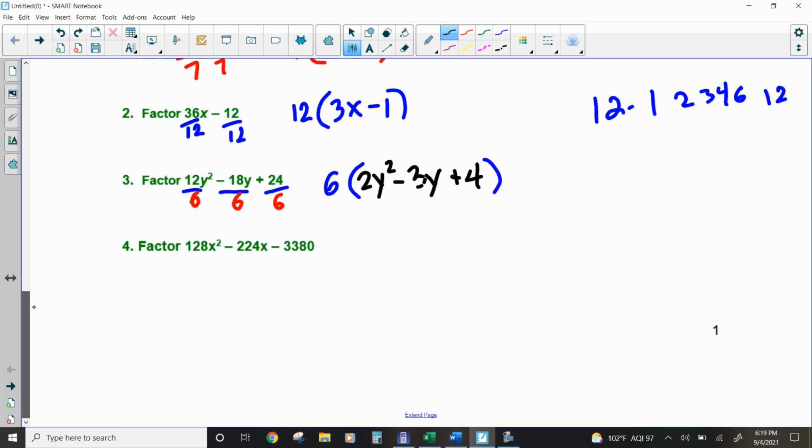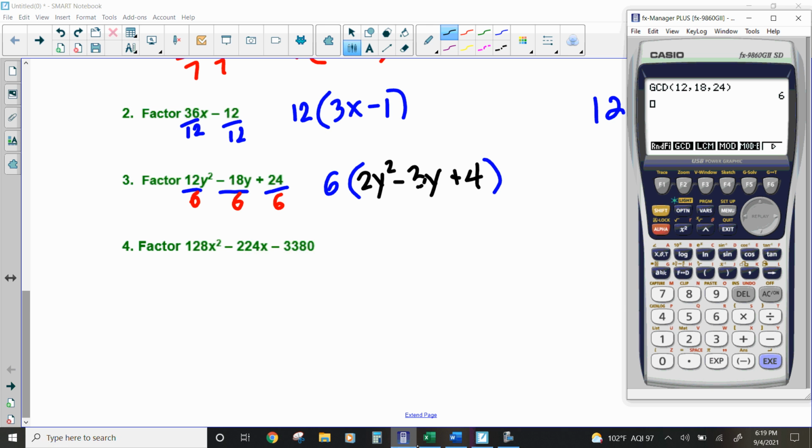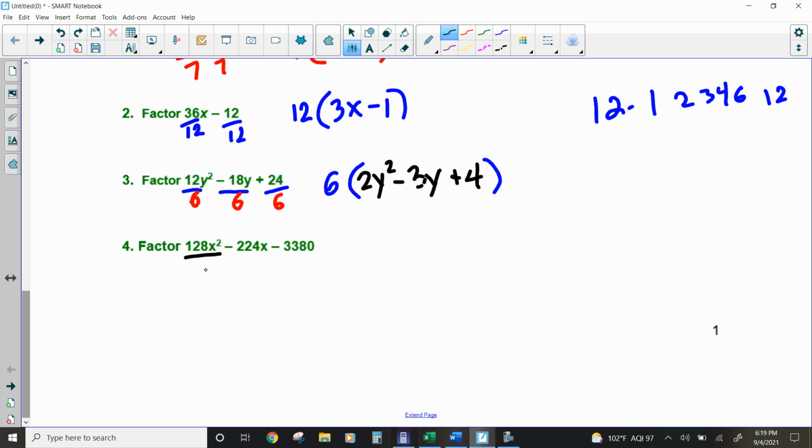Now, I purposely chose large numbers. I don't want to break down 128, 224, 3,380. So I can actually just do that one in the calculator. And that's why I like the calculator. So I'm going GCD, which is F2. I'll type in 128. And then I have to hit a comma, which is above the delete button. Then 224, comma, and then 3,380. And I hit execute, and that tells me that the greatest common factor is going to be 4. So I can divide this by 4, divide this by 4, and divide this by 4.